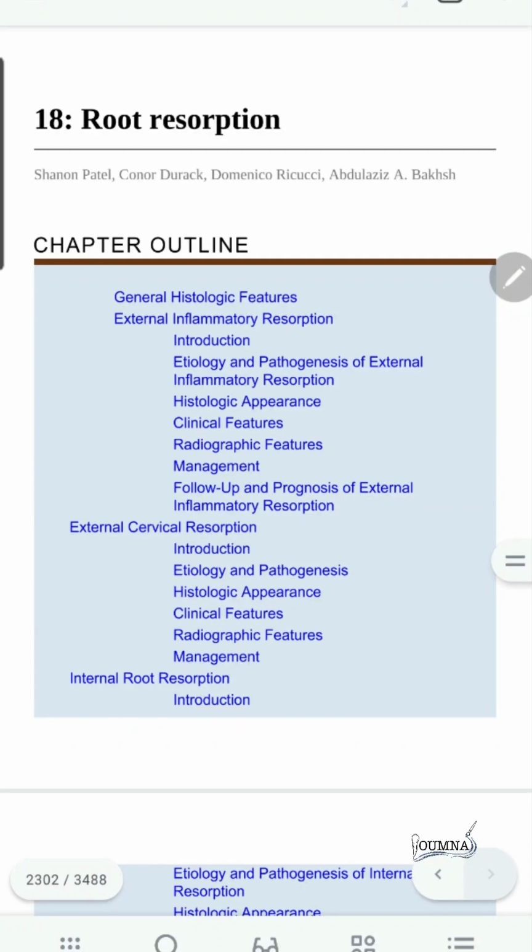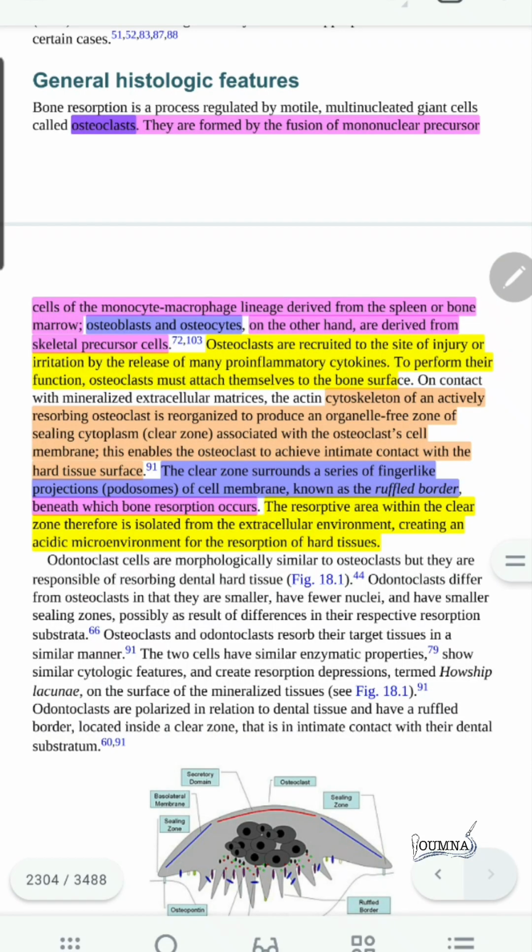Welcome to the episode where we will talk about root resorption. We will talk about its etiology, types, and management. Osteoclasts are the cells that are responsible for the resorption in all kinds that we will discuss in this chapter.